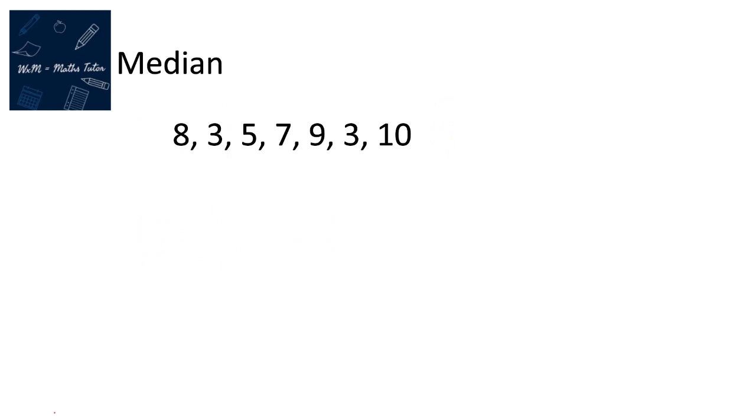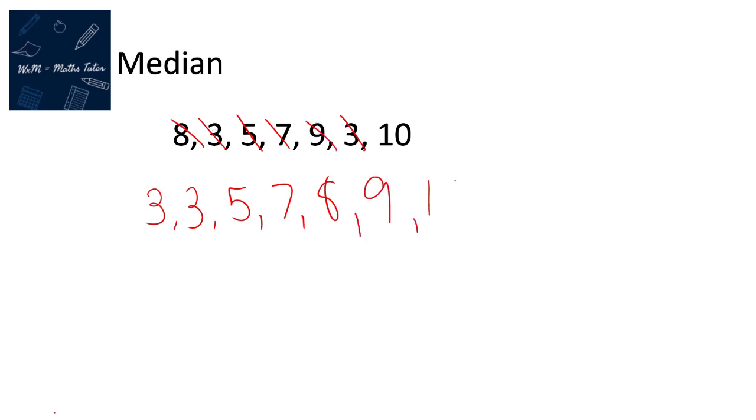If we were looking for the median, well, the median's a little bit more difficult. What we have to do is put the numbers in order to start with. So what I do is I rewrite the list, but I make sure I rewrite the list in order. So we've got 3, 3, and then 5, then 7, then 8, then 9, and finally 10.